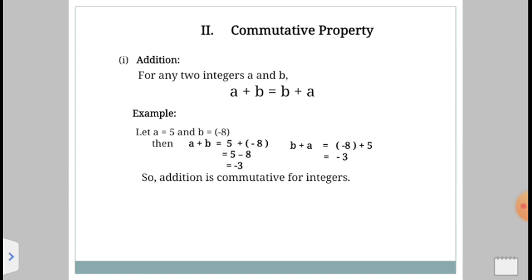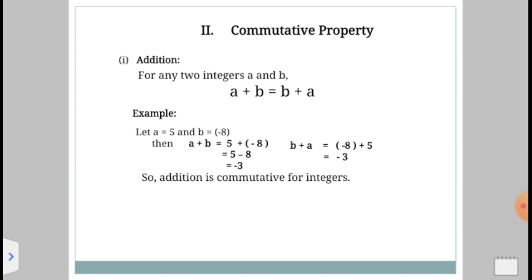Now let's check with the integers. Let a is equal to 5 and b is equal to minus 8. Then a plus b is 5 added to minus 8. You get minus 3. Similarly, b plus a, minus 8 added to 5, you get minus 3. a plus b is also minus 3, b plus a is also minus 3. Therefore, your addition is commutative for integers.